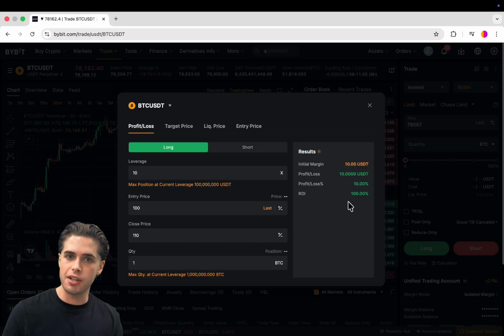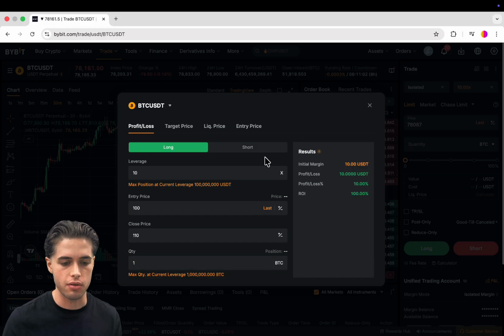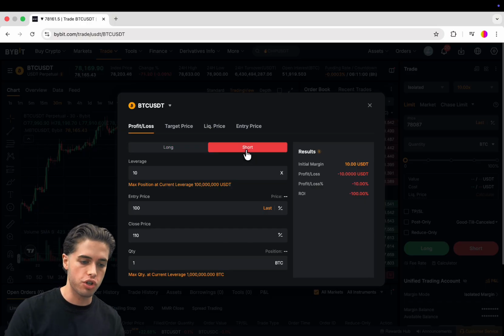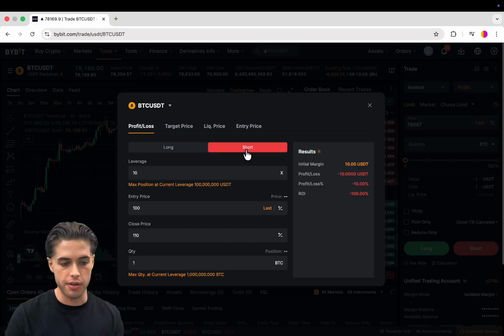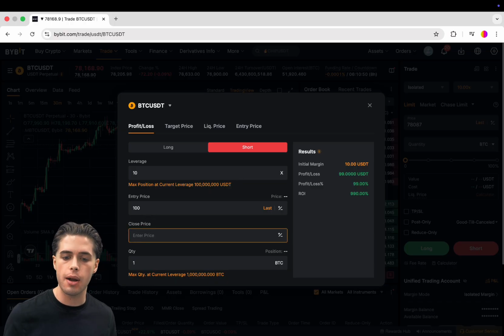But the downside to that is that it works both ways, right? This leverage. If the market moves against your prediction, your loss is also magnified by the same amount. So you could lose all your money very, very quickly. If you think Bitcoin's going to decrease in value, you can do what's called a short position instead. It works the same way, but it profits when the price drops instead.